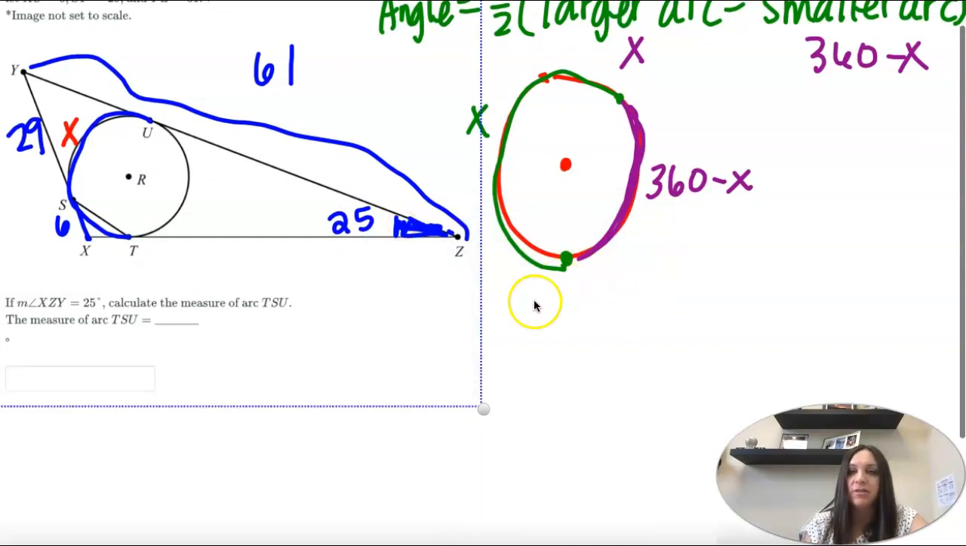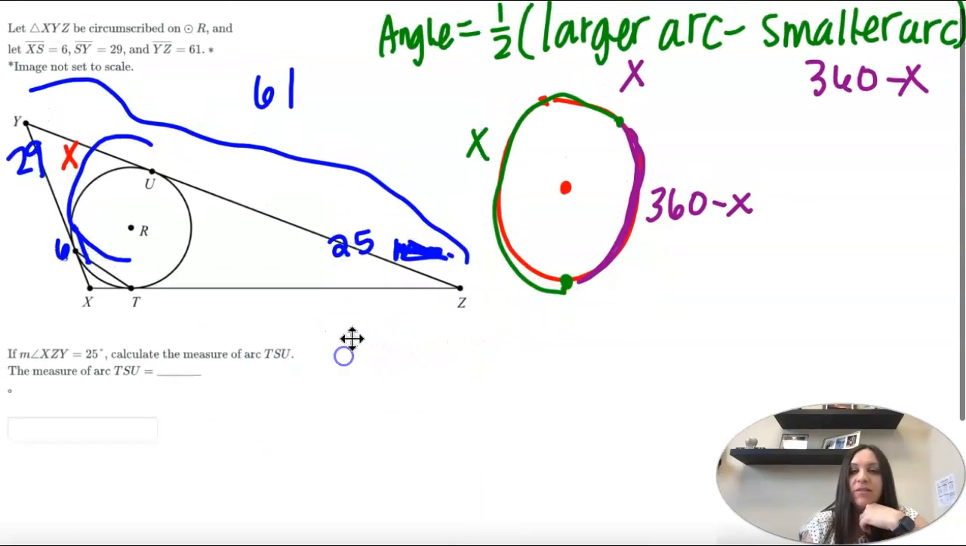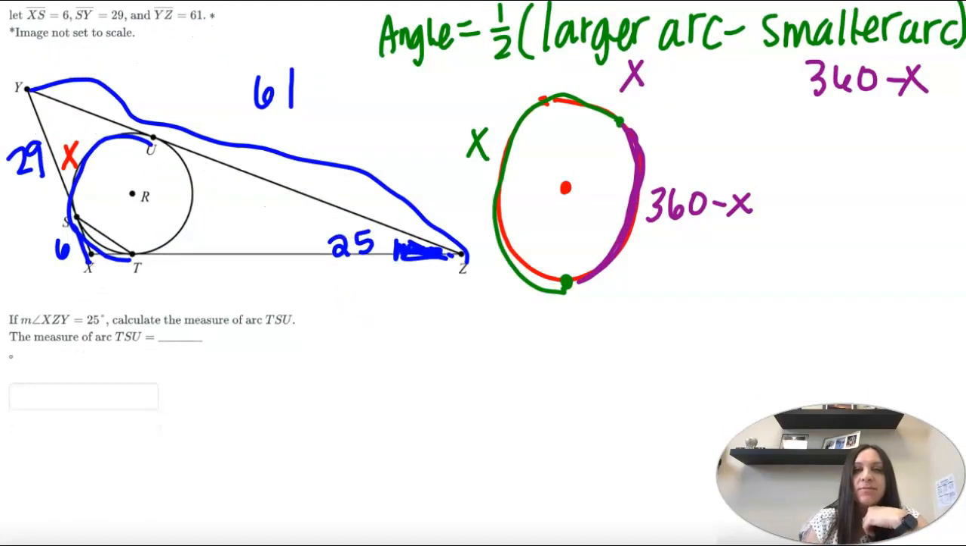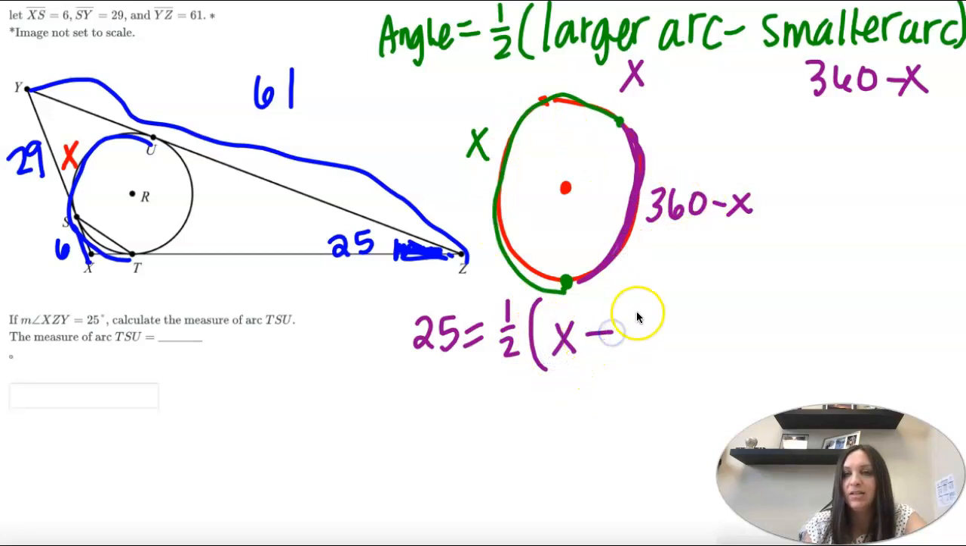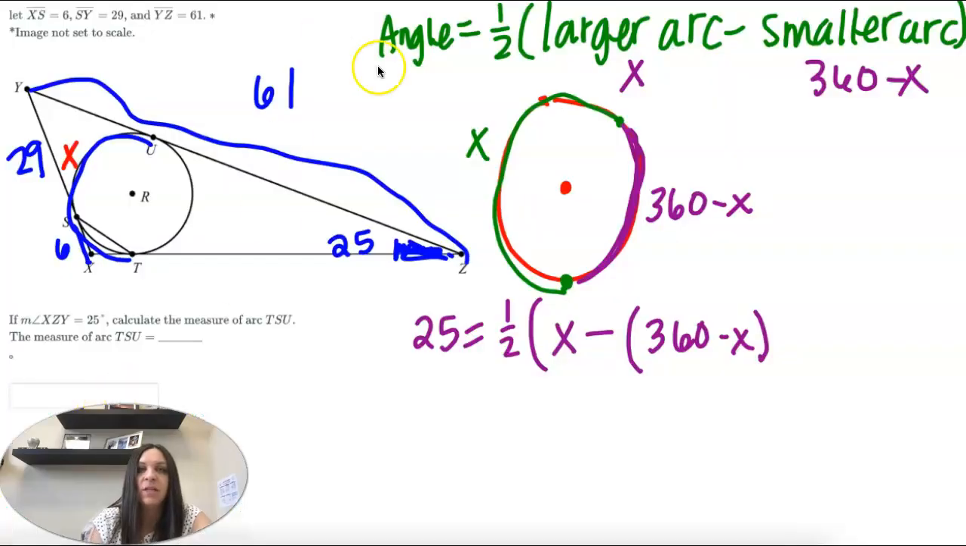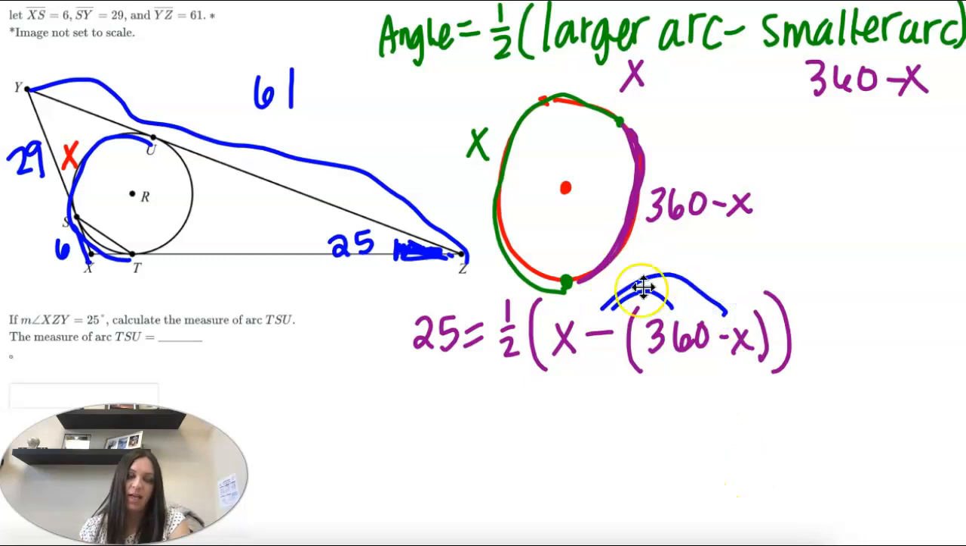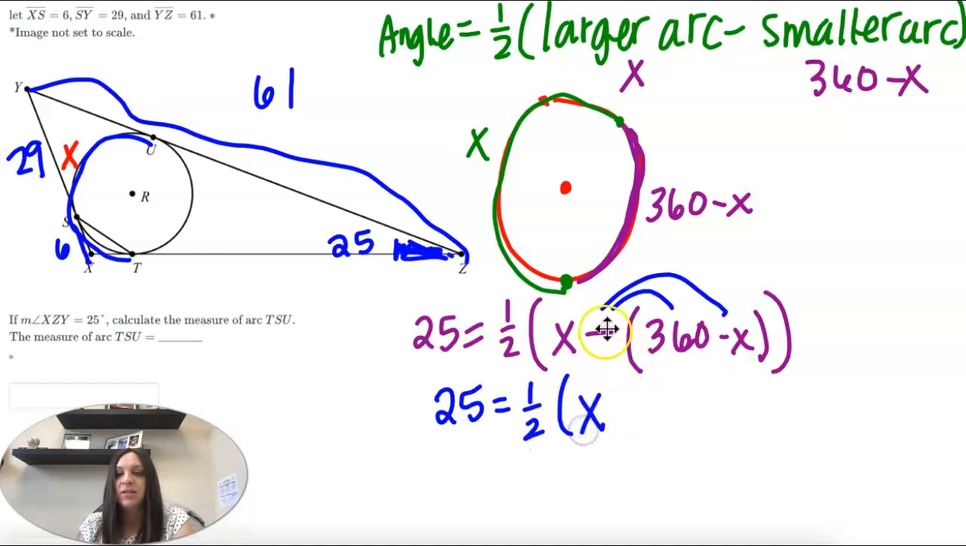So we're going to get an equation here. 25, angle equals 1/2. Large arc is x minus, and then I'm going to do parentheses. So maybe you're like, why did she put parentheses around the 360 minus x? It's because I have to subtract the 360 and the negative x. I have to keep it balanced. It's an equation. So I have x minus 360 plus x.